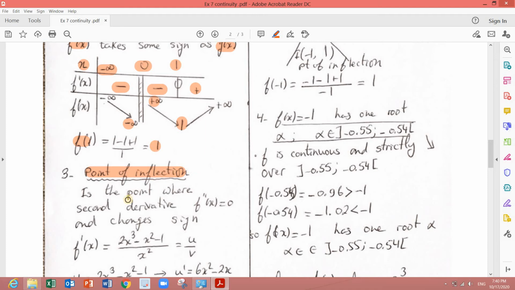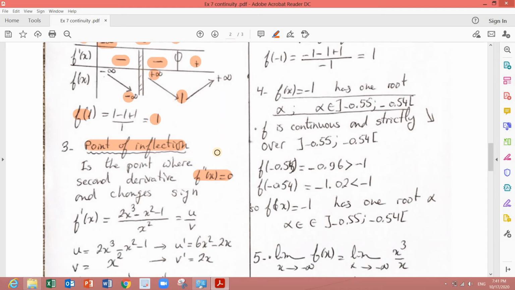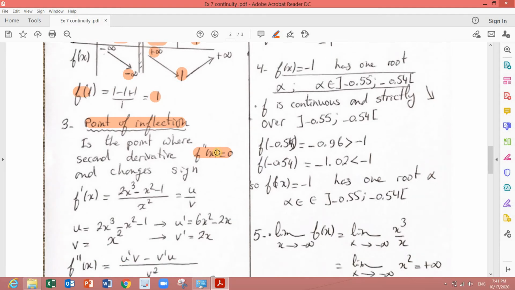The point of inflection, by definition, is the point where the second derivative f double prime equals 0 and it changes sign. So to determine the point of inflection, we have to determine the second derivative. The second derivative is the derivative of the first derivative. The first derivative, f prime x, is 2x cubed minus x squared minus 1 over x squared. Now once again we have to calculate the derivative of f prime, which is called the second derivative.